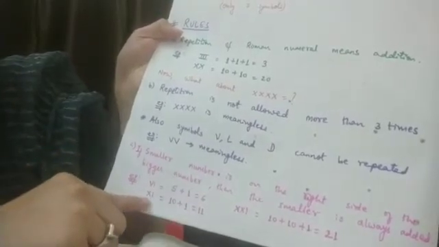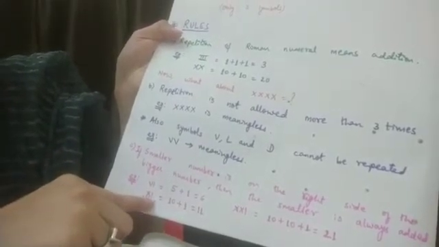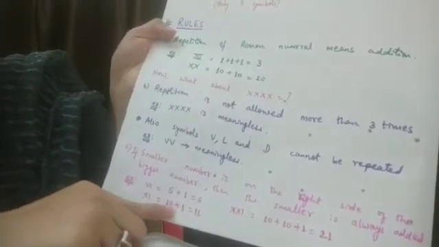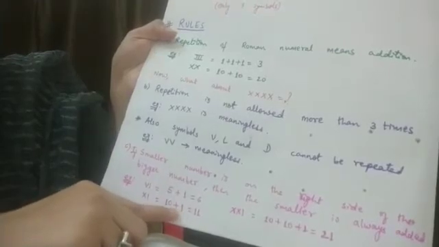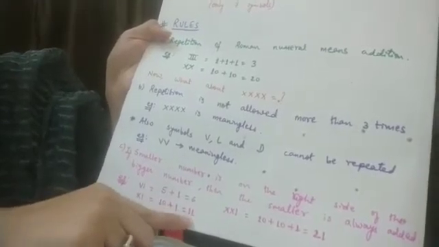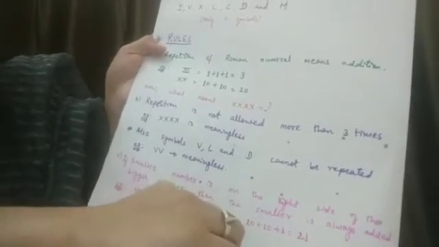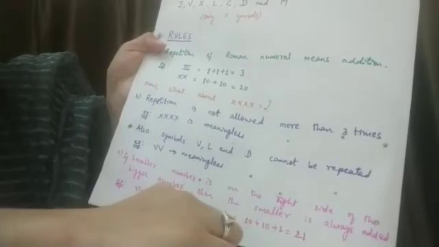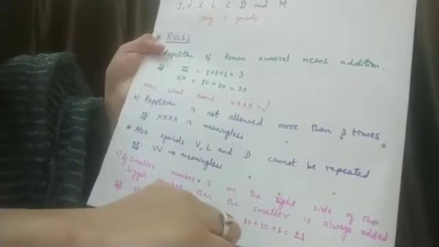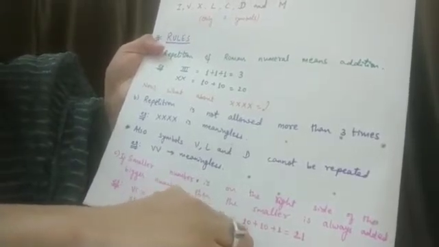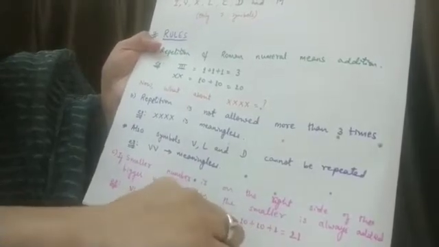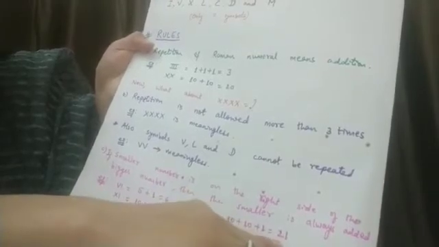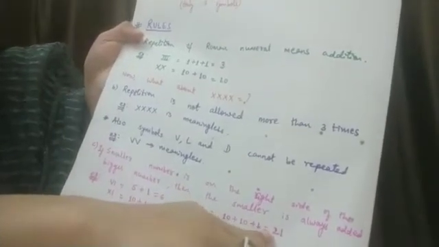Now the second example, XI. I is smaller than X. I means 1 and X means 10. So here we add both numbers: 10 plus 1, we get 11. Third example, XXI. Here also I is smaller than X. The first X means 10, the second X means 10, and this I means 1. So 10 plus 10 plus 1, we get 21. This is the third rule.